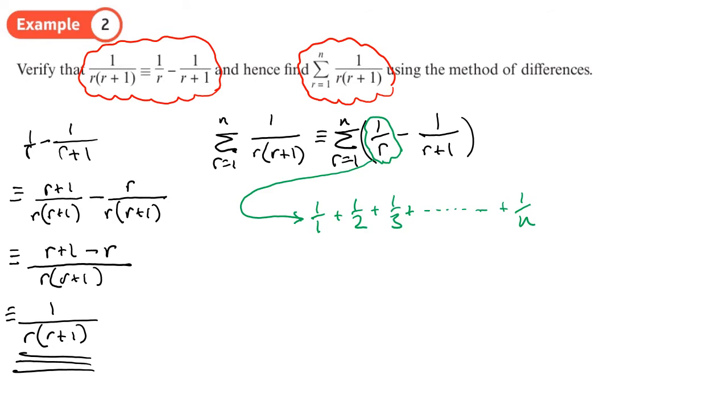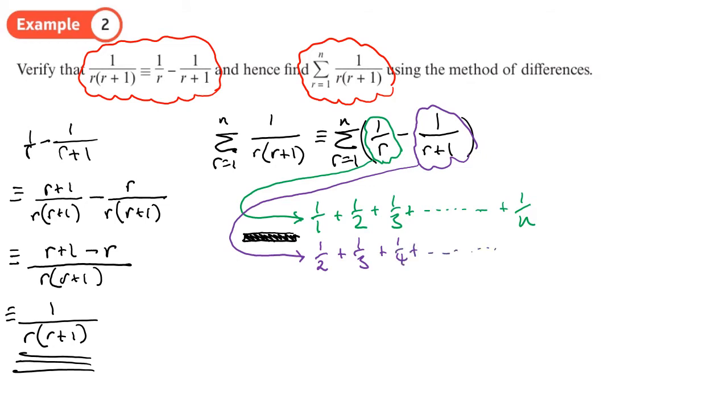We're going to do the same with this bit here, in purple. Remember, we're doing 1 over r subtract 1 over r plus 1. So let's write that out. Remember, we've got a big minus between them. So we'll have 1 over 1 plus 1, so 1 over 2, plus 1 over 3, plus 1 over 4, plus dot dot dot. And then the last term is going to be 1 over n plus 1.